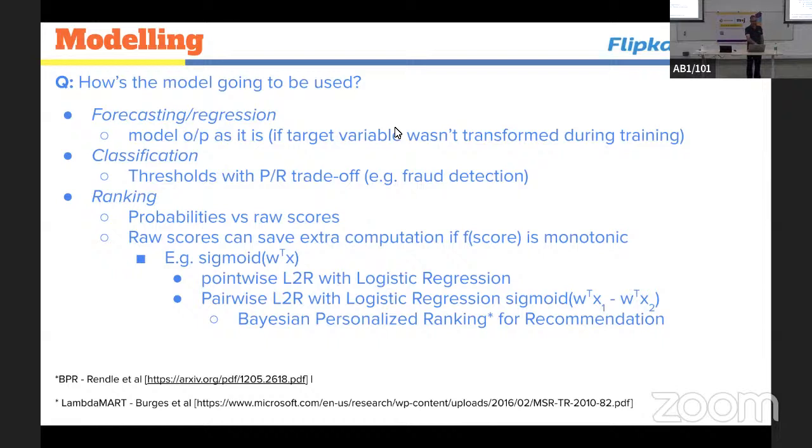And Bayesian personalized ranking for recommendations is such an example. I've just put a reference here. It postulates a recommendation. When you are doing recommendations, I can also formulate that problem as a matrix completion problem. There is a matrix of users and items.